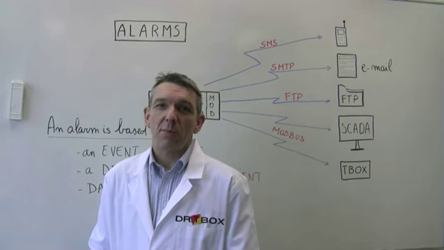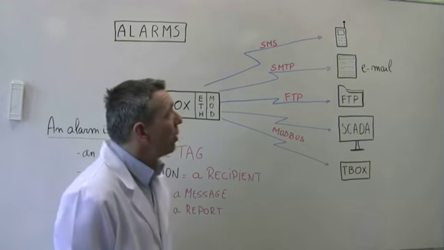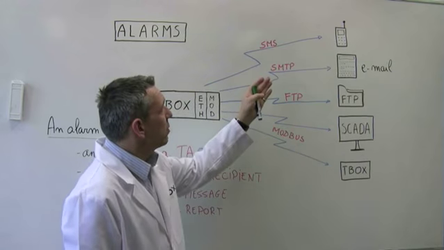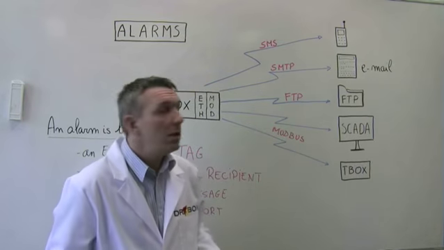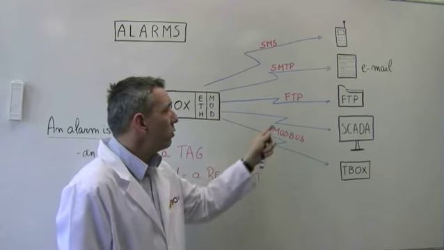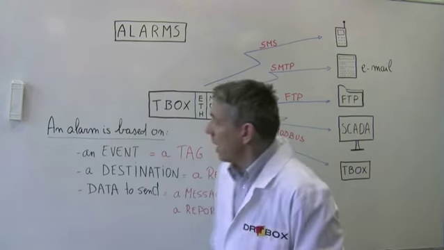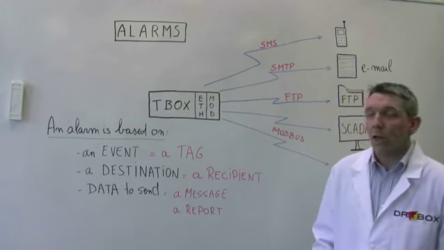T-box are used to establish connection. The most popular alarm is the sending of SMS. But T-box is also able to send email, to send files, and to dial to a SCADA or a remote T-box. Let's see on what is based on an alarm.